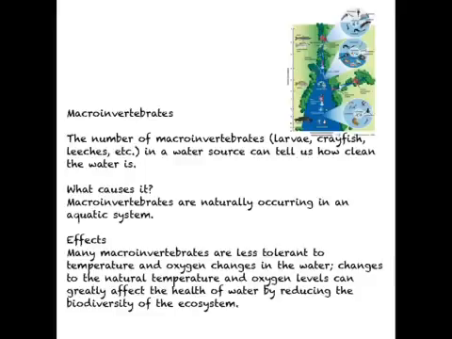How does water quality affect the macroinvertebrates of an ecosystem? Many macroinvertebrates are less tolerant to temperature and oxygen changes in the water. Changes to the natural temperature and oxygen levels can greatly affect the health of water by reducing the biodiversity of the ecosystem. Biodiversity simply means the number of different types of organisms in an ecosystem. An ecosystem is healthier if it has more different organisms in the system.